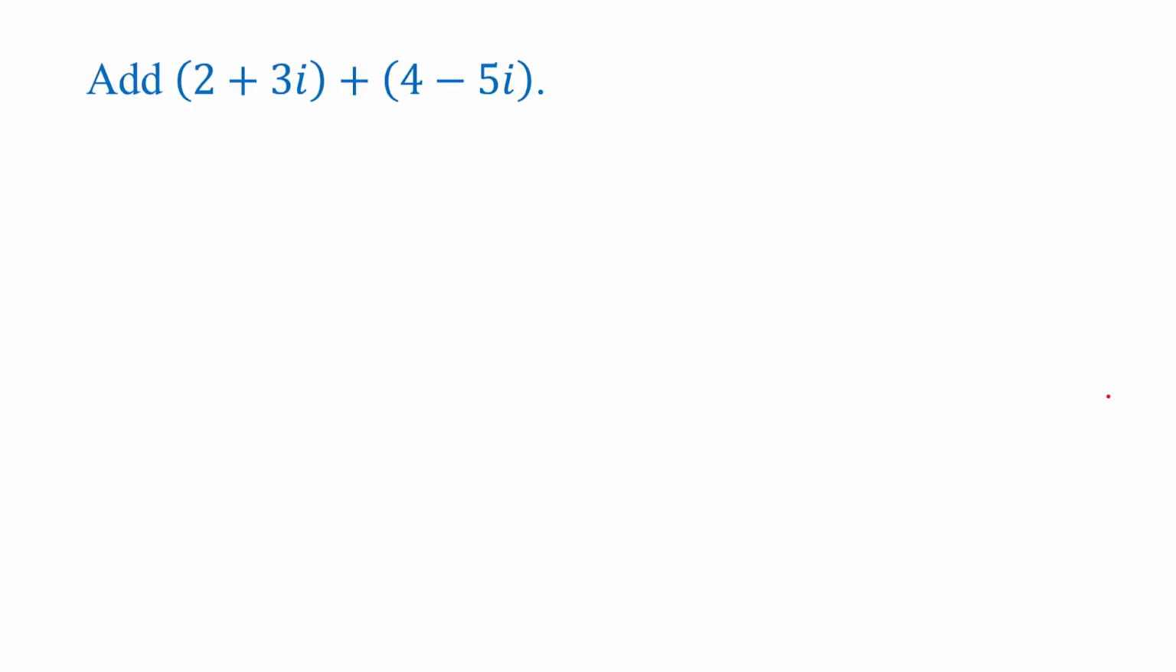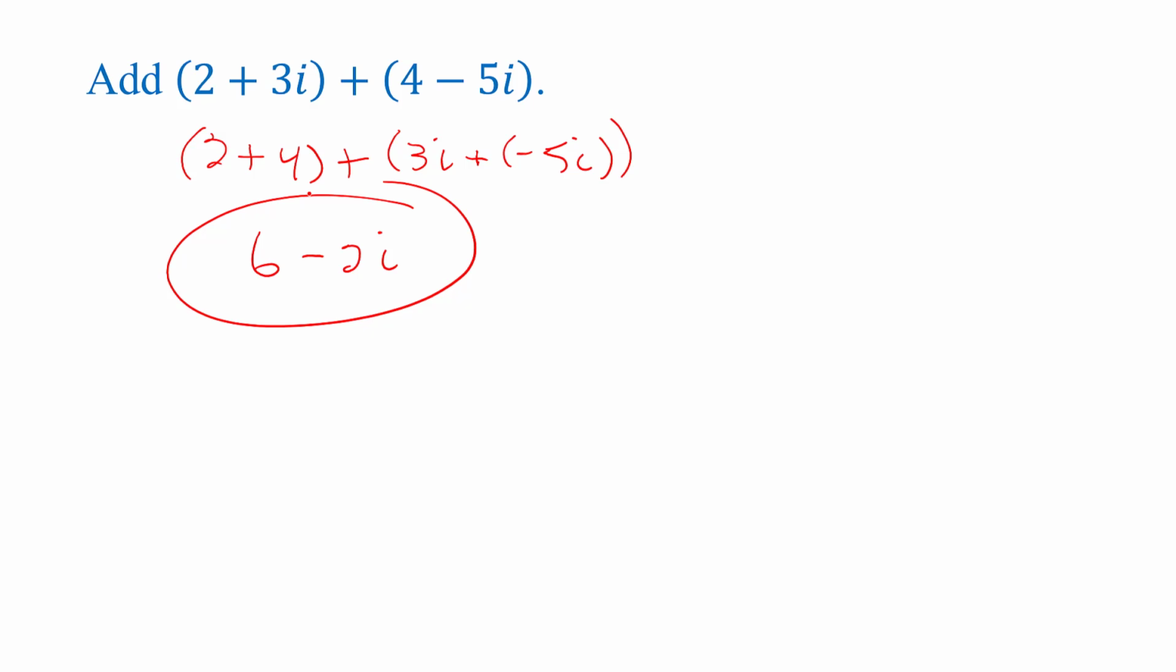Now, moving on to adding two complex numbers together, 2 plus 3i plus 4 minus 5i. We simply add the two real parts of these numbers together, and we add the two imaginary parts of these numbers together. So we have 6 minus 2i as our result.